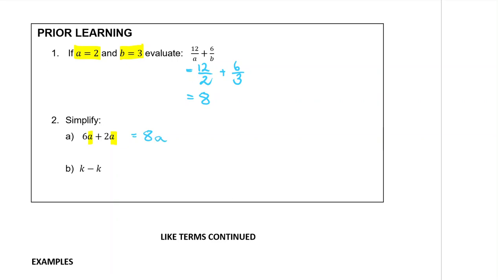Question B, this is meant to be a little bit of a tricky one. I have K take away another K. Now remember, if there's no number there, that there's a 1. So it's 1K take away 1K. If we do 1 take away 1, we get 0. 0K, or just write 0. It means we have nothing.